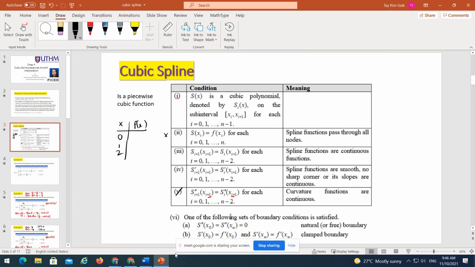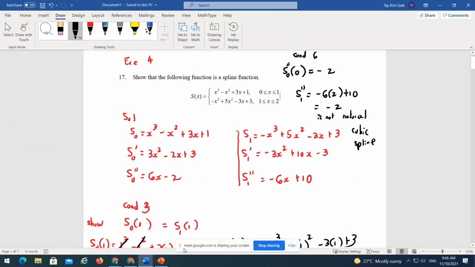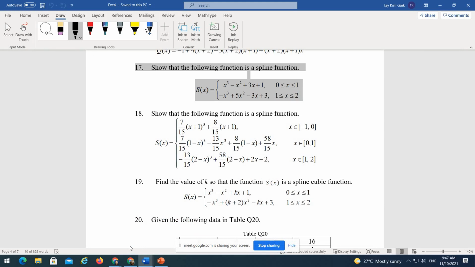Here, because we don't have the f(x), we cannot show condition 1. Conditions 2, 3, 4, 5, if it's 2 we also cannot show it because we don't have the f(x). We managed to show 3, 4, 5. Hence this is only a spline, a cubic spline function. Cubic because each function is a cubic polynomial. So this is question 17 from exercise 4.